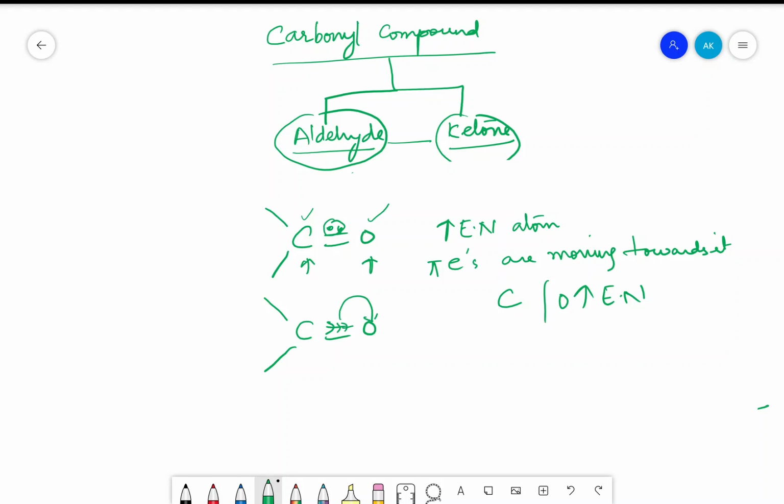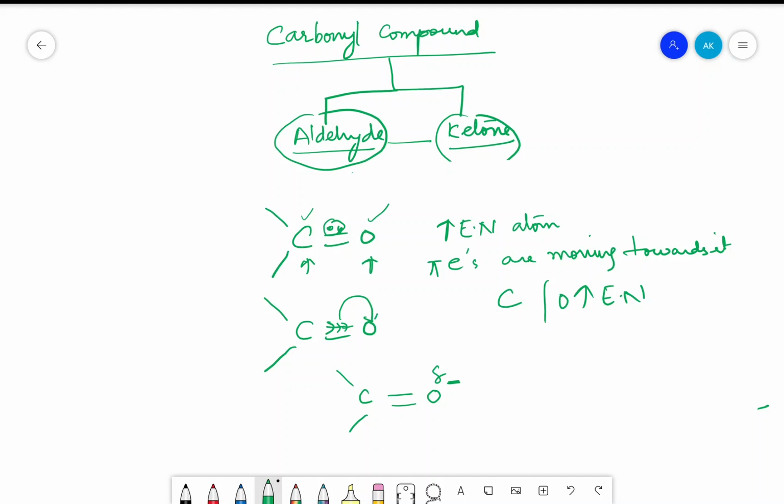This leads to the formation of a polarized charge. Because electrons are going towards oxygen, we will have to represent this carbonyl group in this way, that oxygen will be partially negative because electrons are more pulled towards oxygen. Because carbon will lose electron and oxygen will gain electron, electrons are making it more negative, so that is why partially negative charge.